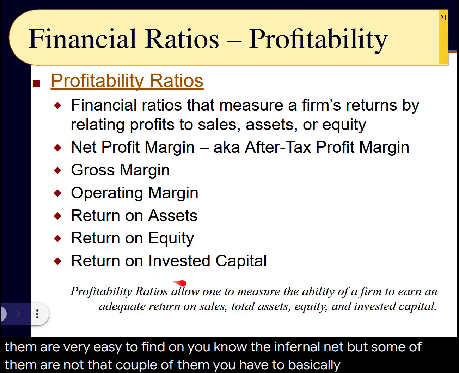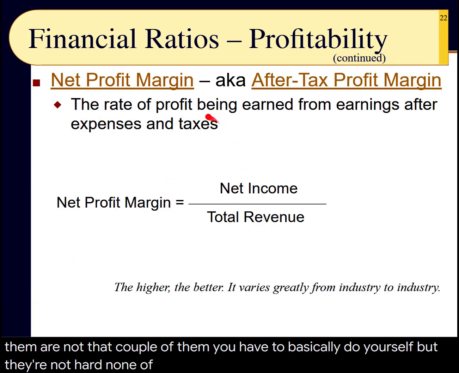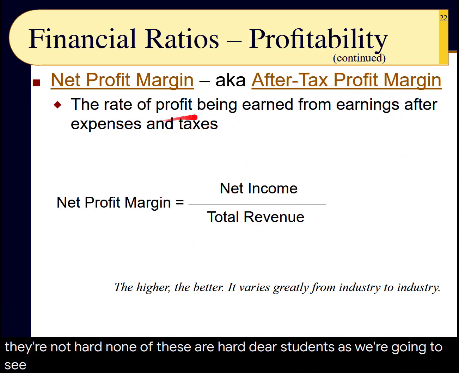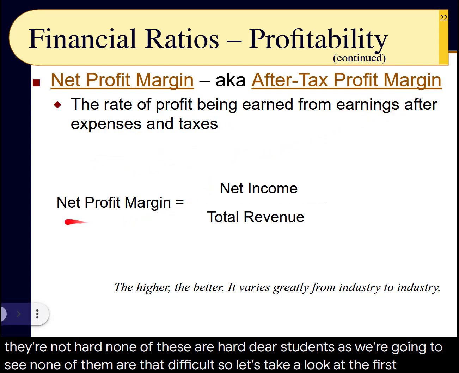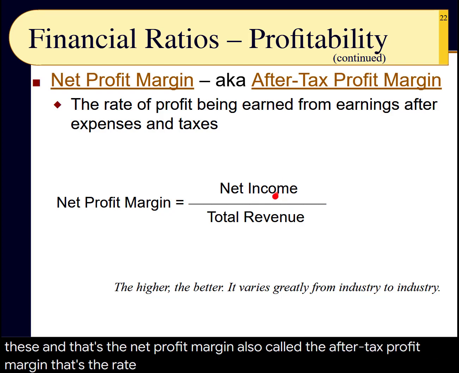So let's take a look at the first of these, and that's the net profit margin, also called the after-tax profit margin. That's the rate of profit being earned from earnings after expenses and taxes. So the net profit margin is equal to the net income divided by the total revenue. The bottom line divided by the top line.